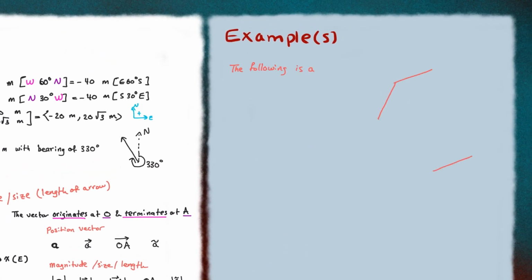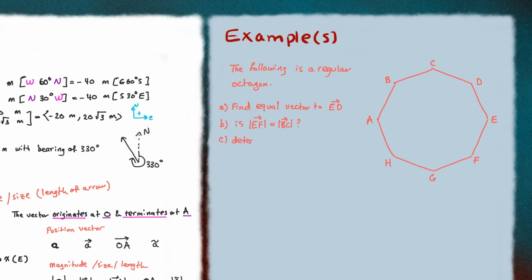In this example, we have a regular octagon, and we want to figure out a few things about it. We want to determine the equal vector to vector ED. We want to know if the magnitude of EF is equal to the magnitude of BC, and we want to determine all vectors that are negative to vector BC. If you want, you can pause the video now and try the answers before looking at the solution.